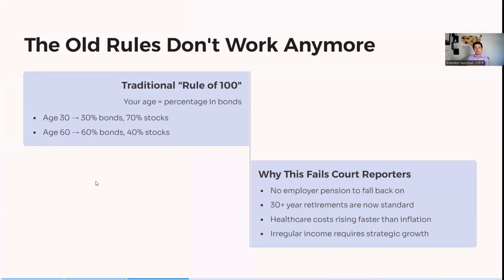This is an old strategy that we really don't use and don't recommend anymore. And the main reason being is that it's not enough to keep your money growing through retirement if you follow this strategy. You retire at 65 and 65% of your portfolio is bonds. You're going to sacrifice way too much rate of return, and your portfolio is not going to last a potential 30-year retirement. Also, there's things like healthcare costs growing faster than inflation. You have irregular income, and so we need to make sure we're capitalizing on the good months that you have to grow your portfolios. And again, you don't have a pension or anything like that to fall back on.